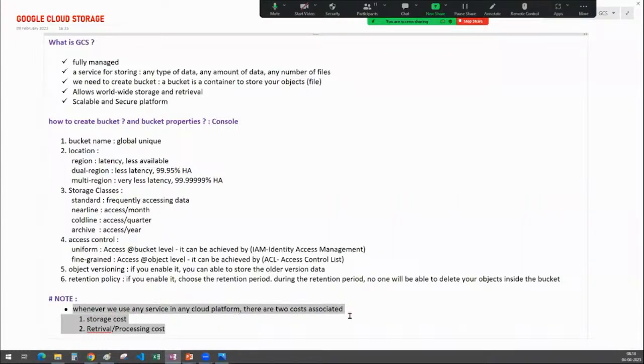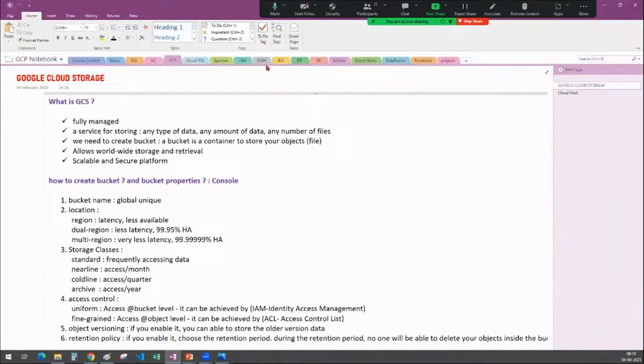there are two costs associated: one is storage cost, the other is retrieval cost. Tomorrow we will see this point. So I will provide these notes to you guys. I will provide access to my notebook. This is my OneNote notebook. We will have all of these things here only. So I will provide access to that.